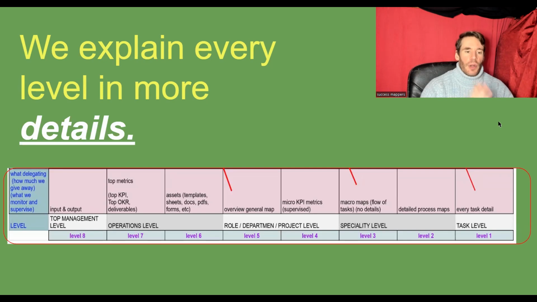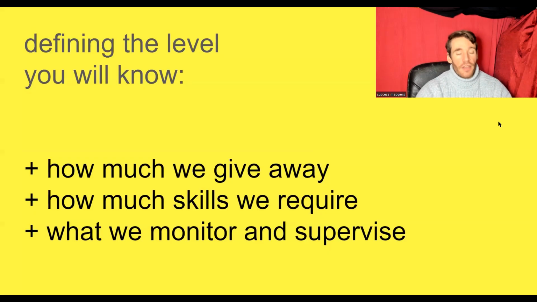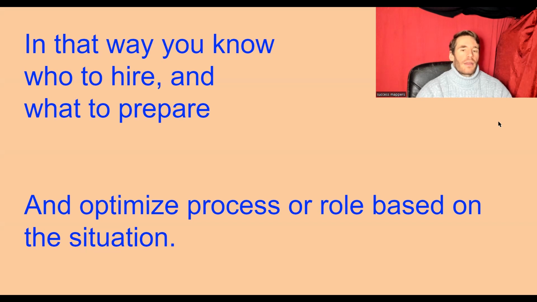But if there is a problem at level 5, you see that something is not working by level 8 input and output, or level 4 the micro KPI, the metrics. In that case, you can go back and check all the levels below if there are problems. But if you delegate at level 1, usually you supervise by level 1 or 2 or 3, for example. If you delegate at level 8, maybe you can monitor and supervise at level 8, and so on.